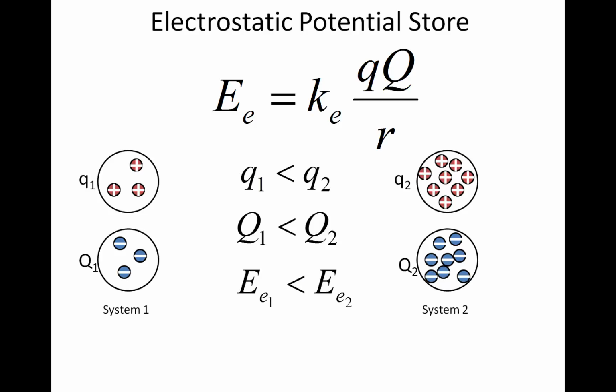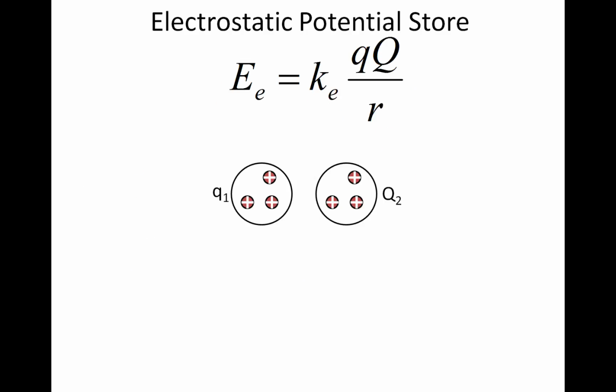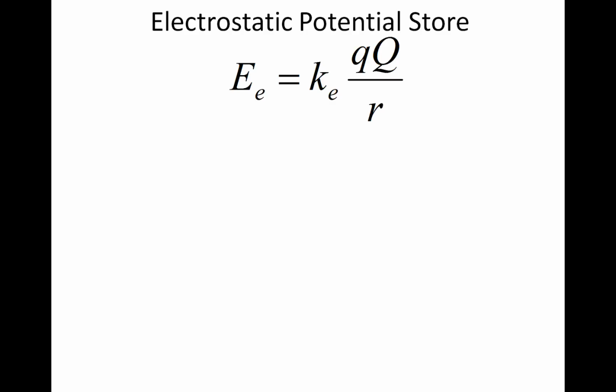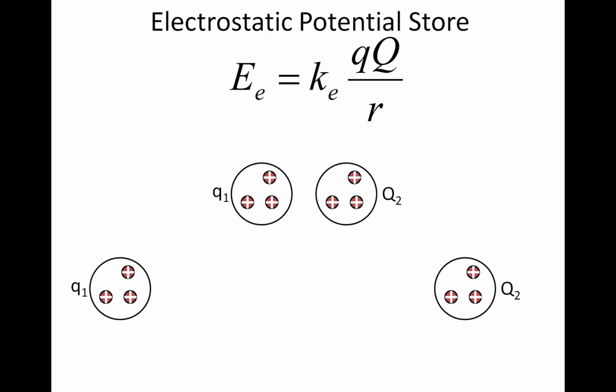However, it gets more complicated than that because we're dealing with two types of charge, positive and negative. So let's look at what happens when we place two positive charges next to one another. In this case, they will accelerate away from one another. Now this means that there is a lot of energy in the electrostatic potential store. We know this because they accelerate away from each other, gaining energy in their kinetic store. Where did that energy come from? It must have come from the electrostatic potential store.